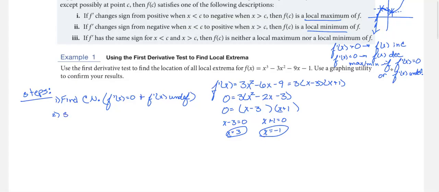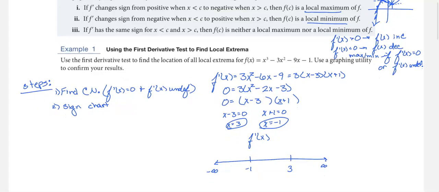Second thing you're going to do is create this thing called a sign chart. We're doing a sign chart for the first derivative, so I'm going to label it. That sign chart is going to go for the entire domain of the function. This is a polynomial. My domain's from -infinity to infinity. And those critical numbers are going to go on the sign chart. If we had any vertical asymptotes or breaks in the graph, we would put those on there as well.